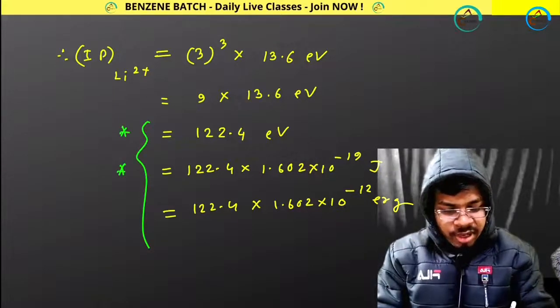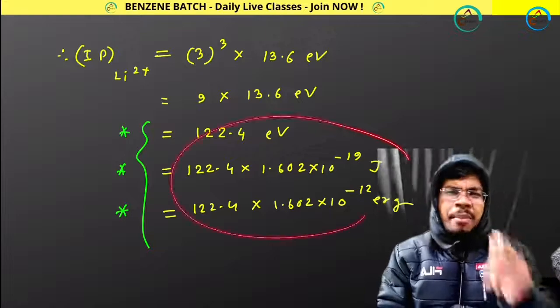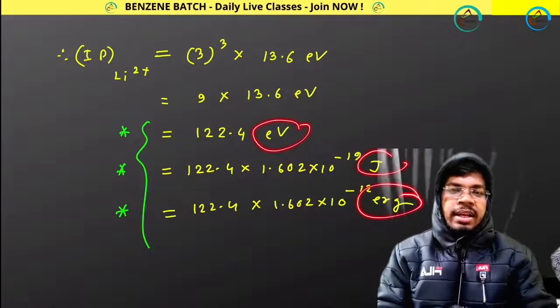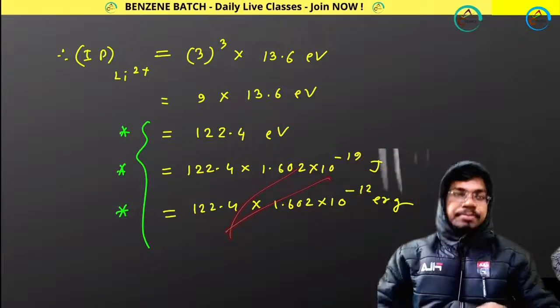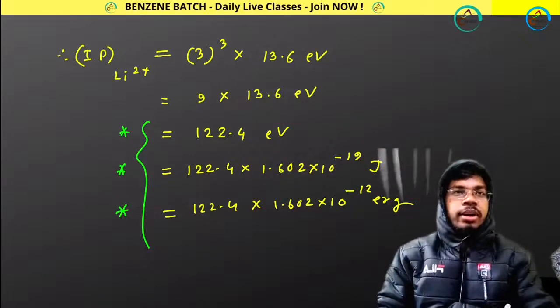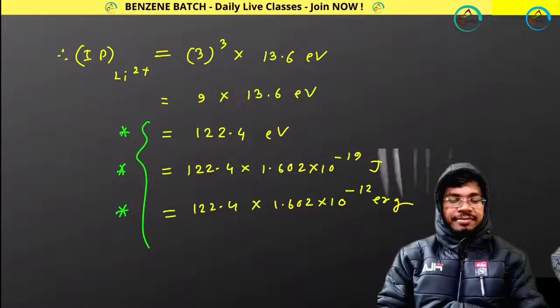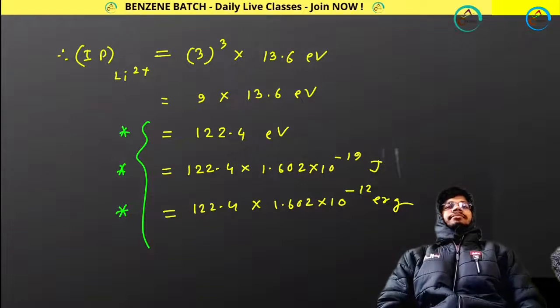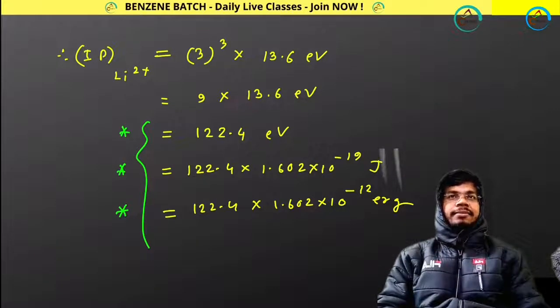Can you tell me, is everything clear? If you have any small confusion regarding electron volt, joule or erg, you can just ask me, or just write whether it is clear or not. Is that clear?